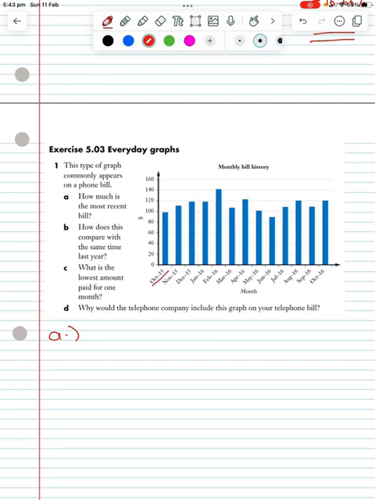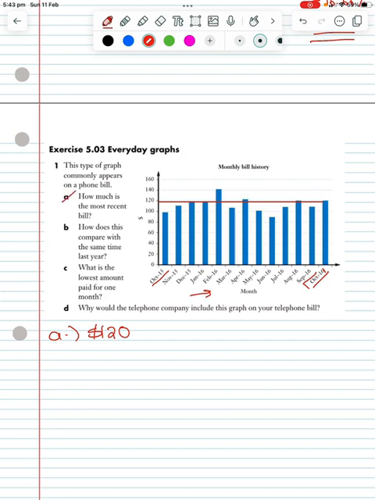We can see October 15's here, October 16's here, so our time is moving this way from left to right, which makes sense because that's how we read a graph. So our most recent will be October 16. If we look at where it is and we draw a line across, it's going to be $120.